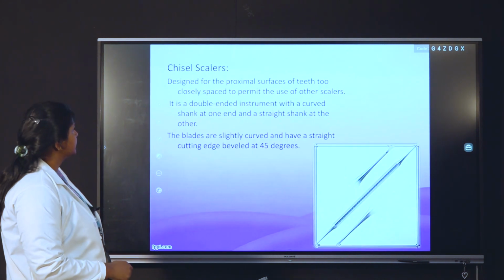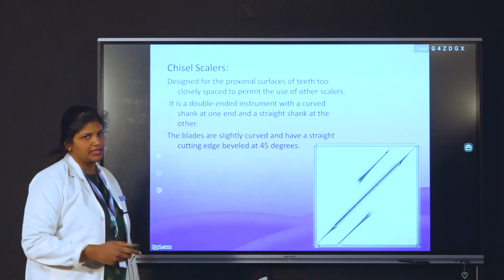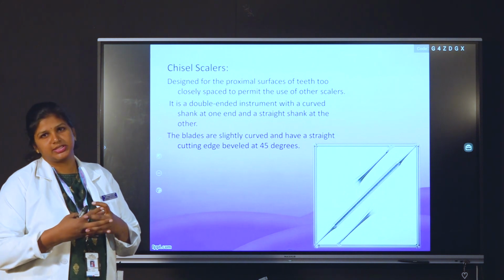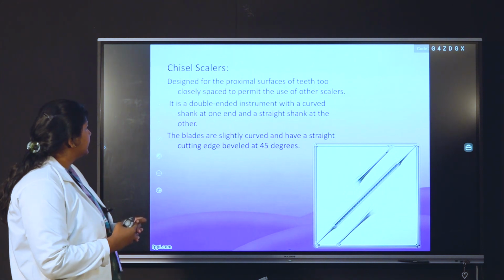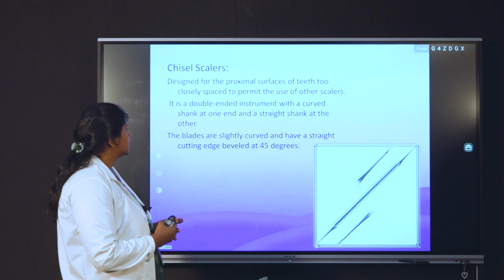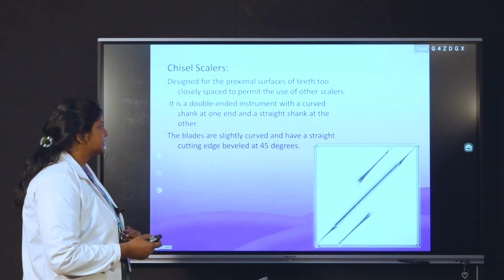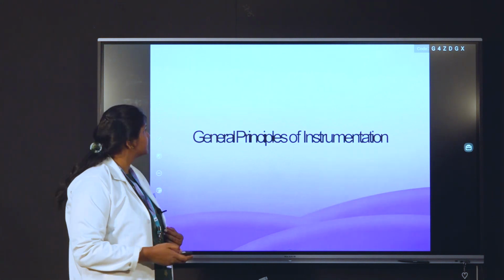So coming to the chisel scaler, it is designed mainly for the proximal surfaces of the teeth which are too closely placed, and it is a double-ended instrument with a curved shank at one end and a straight shank on the other. The blades are slightly curved with a 45 degree angle.